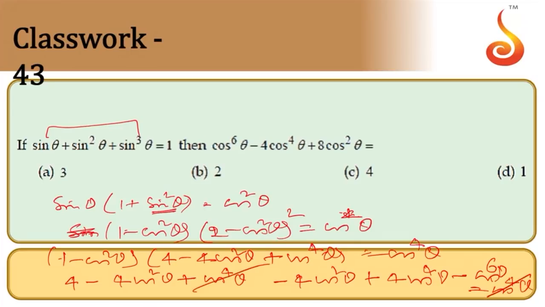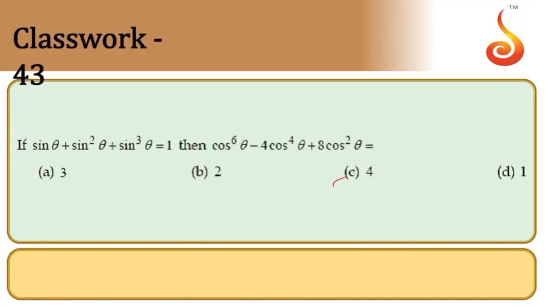So one cos power 4 theta gets cancelled, leaving cos power 6 theta, and minus 4 cos power 4 theta, and 8 cos square theta. This is equal to 4, which is the required answer. So the answer happens to be 4.